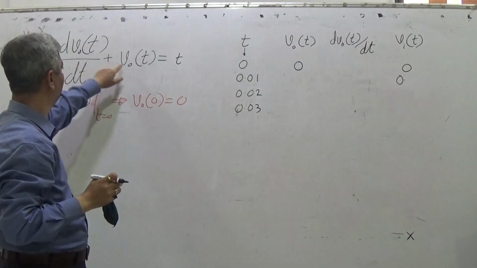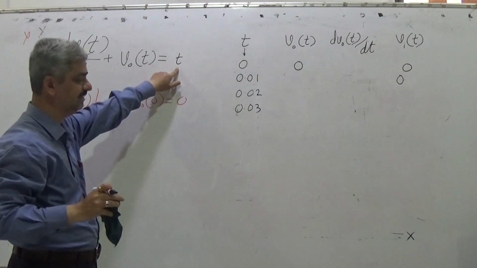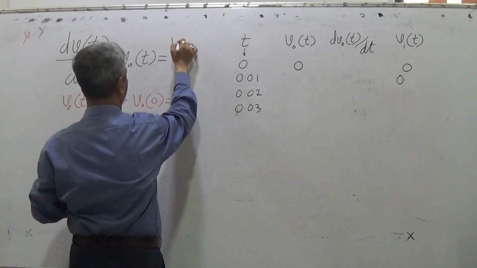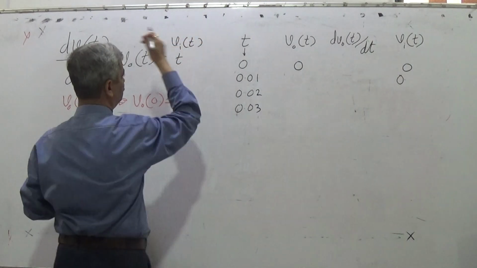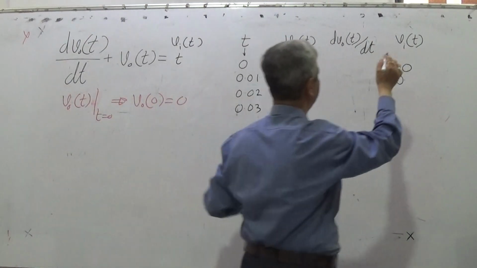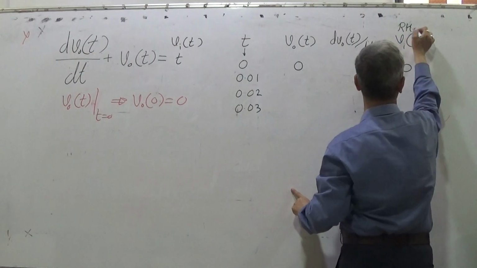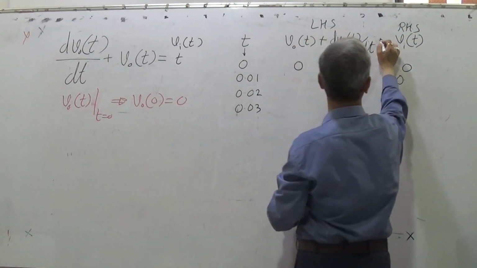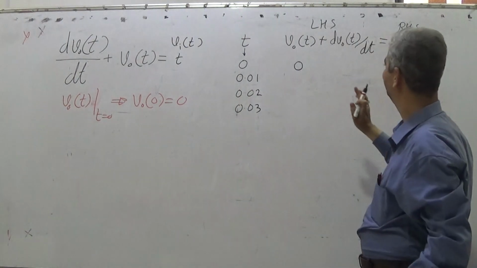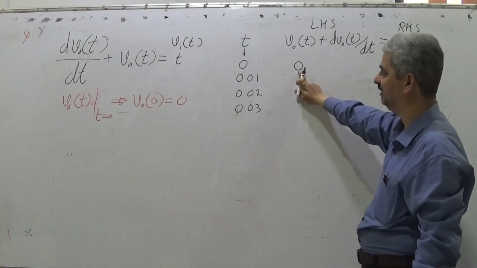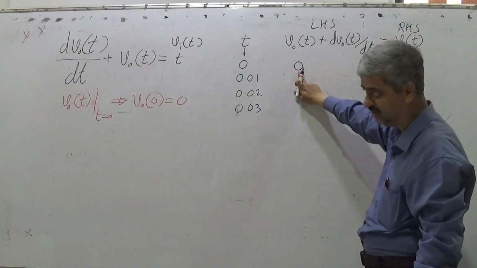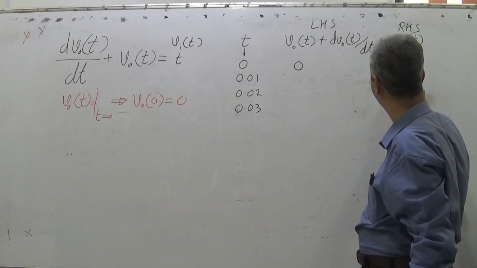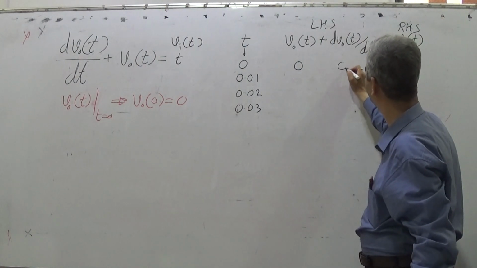dVOT by dt plus VOT is equal to V in t. We also write V in t. So this is RHS, and this plus this is LHS. At t equal to 0, VOT is 0 because it was given, and V in t is 0. So this must be 0.